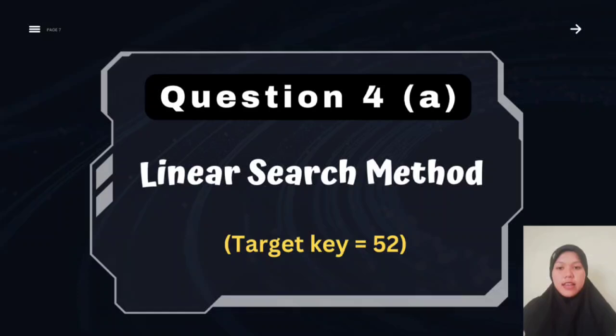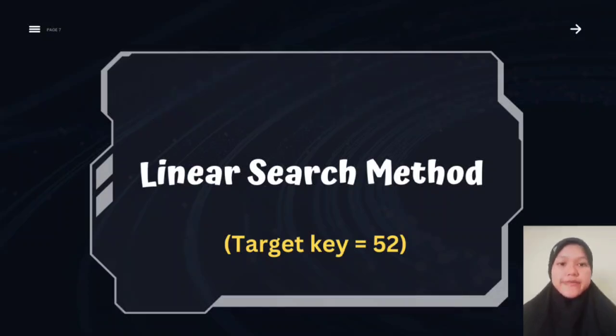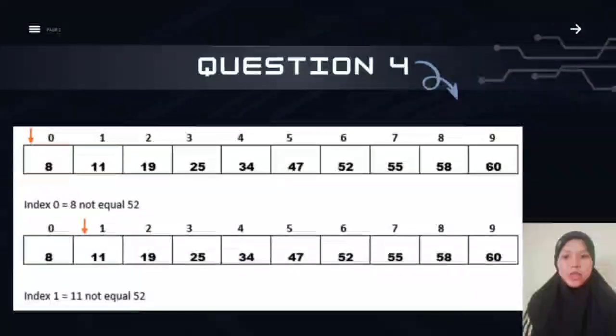Okay, next I will explain this question, and the target key is 52. For this question, there are 9 indexes and 10 data. We need to find the target key, which is 52, and the solution is to find 52 by making a path counting one by one until we find the target key.